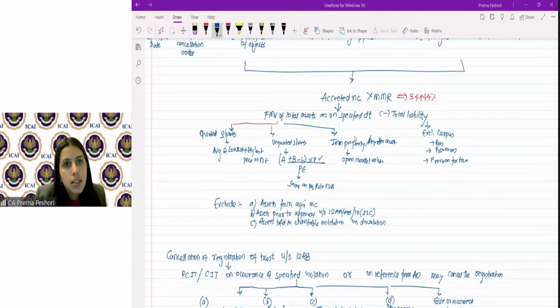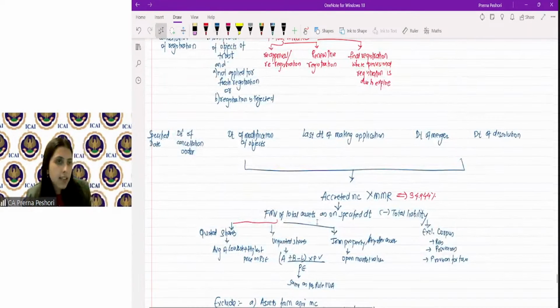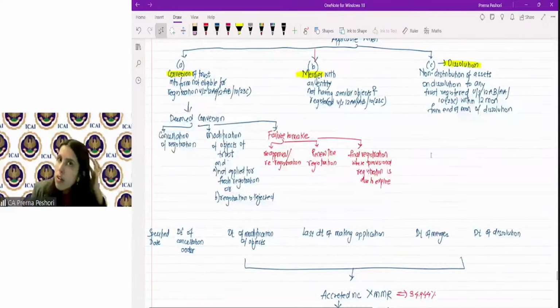Yes, students, any question? Fine. Okay. So this is about the exit tax. This is basically on accreted income into MMR. Okay, so if you get any question, you can get one question on this particular point as well, which is very, very important. So how do you calculate?